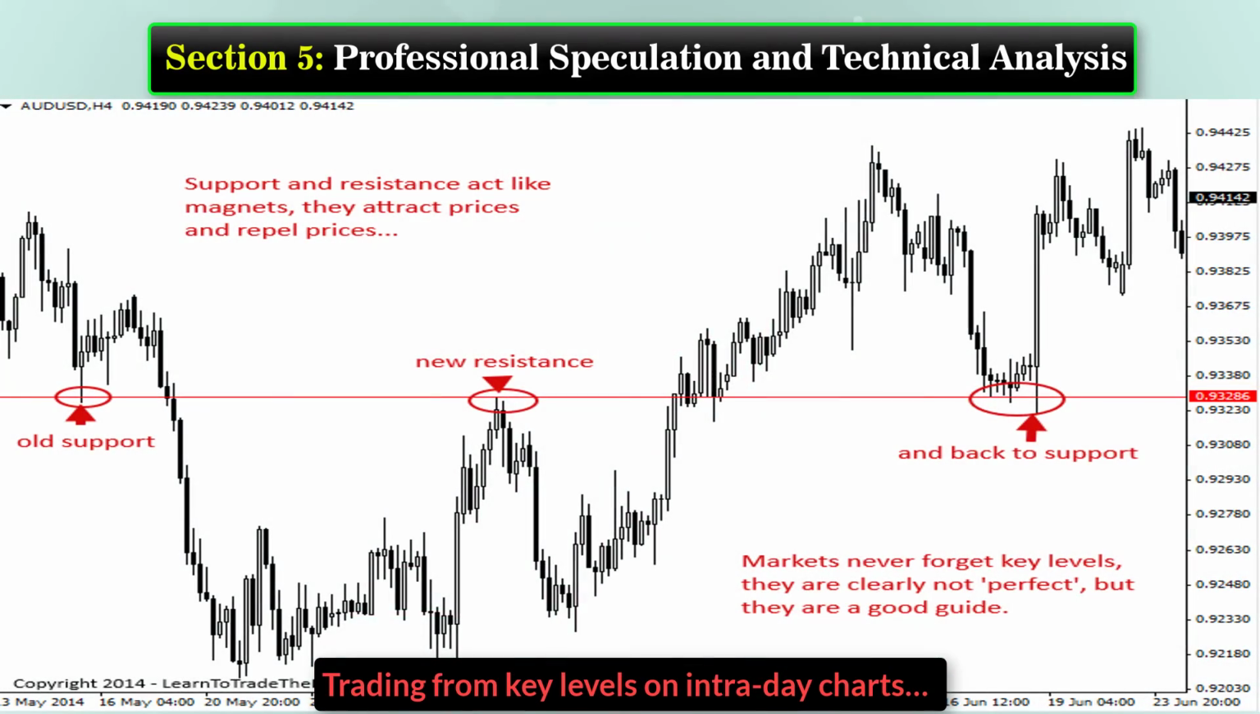Trading from key levels on intraday charts. We see an example of a 4-hour AUD/USD chart and the interplay of price and key levels on the intraday charts.